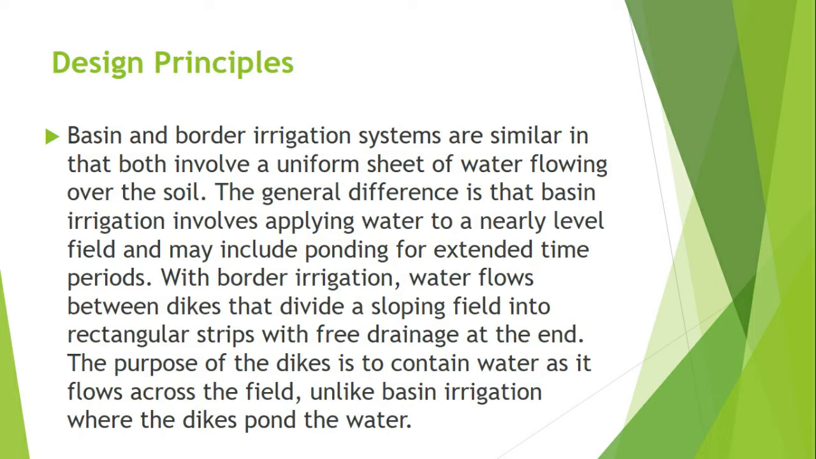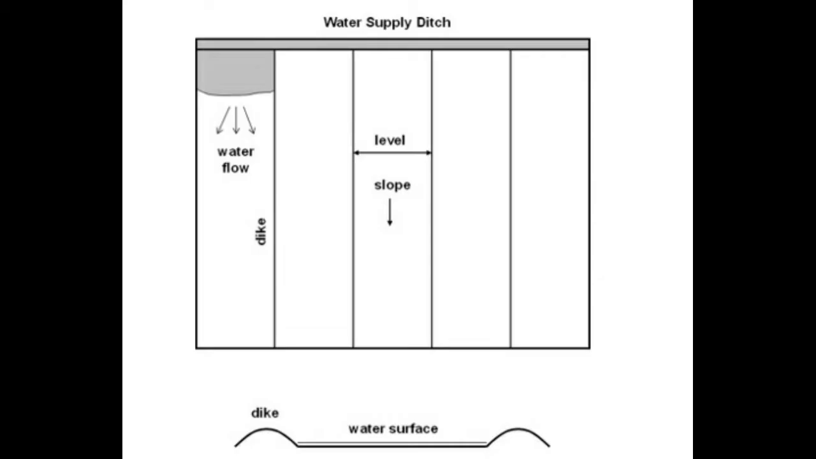The purpose of dikes is to contain water as it flows across the field, unlike basin irrigation where the dikes pond the water. Now, as you can see in the figure, it shows the water supply ditch, water flow, the dike, the level, and the slope.